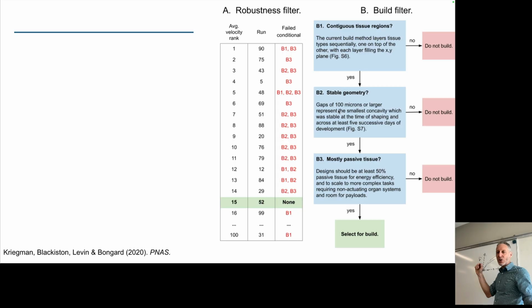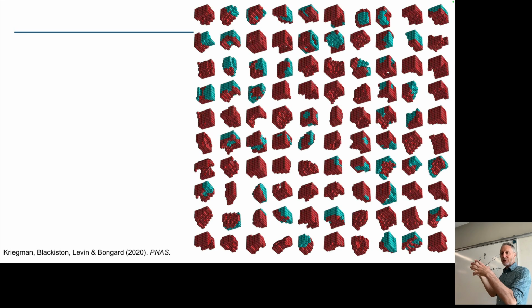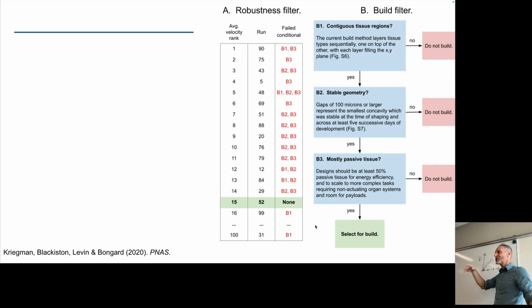A gap of 100 microns or larger represents the smallest internal concavity which was stable at the time of shaping. So he couldn't make like a very fat donut with a very small hole in it. That was very hard to make. So he could do holes, but the holes had to be very large. So this one, it's a little difficult to see, it's got a little tiny puncture in it. He said, I can't build that. So that one got tossed out. This one got tossed out because it's got a tiny concavity. It's basically a filtering algorithm. So now we're down to about 50 or 55 possible things he could build.